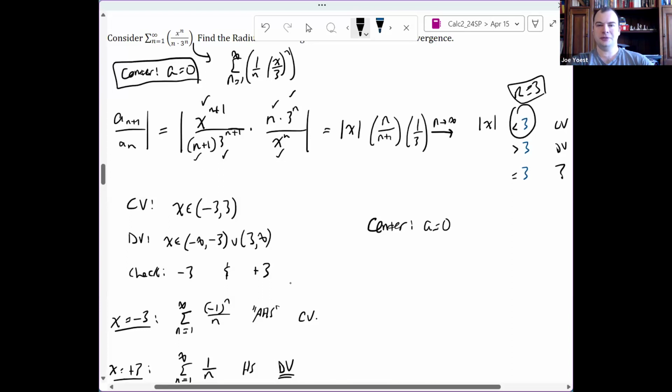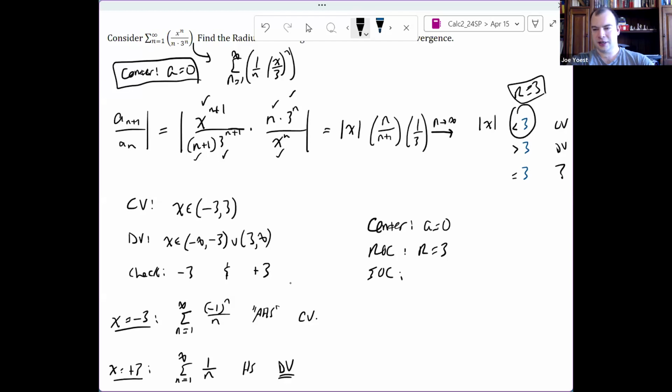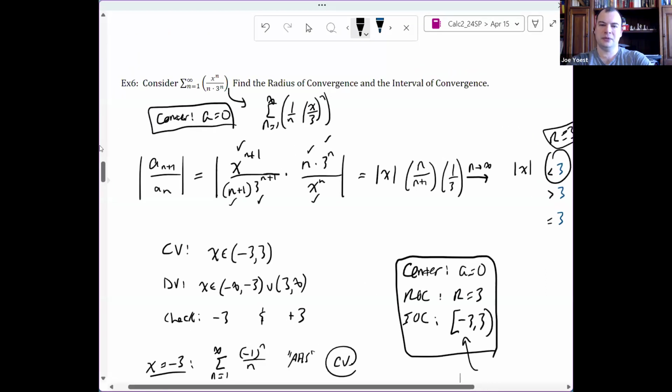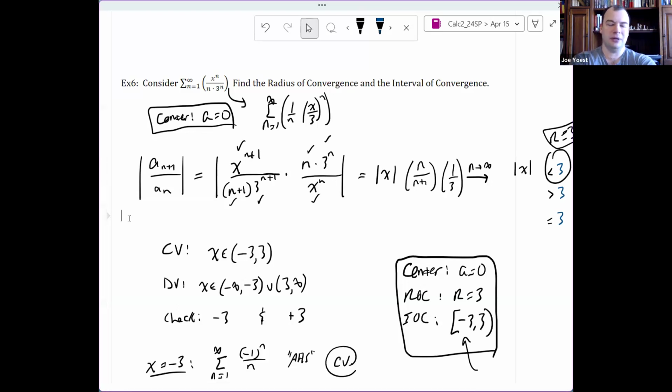My center, a equals 0. My radius of convergence was 3. And my interval of convergence is -3 to 3, closed at -3 and open at 3. I converge at the left endpoint and diverge at the right. This would be the domain of my function, where that function is the sum of this series. Those are the x's I can plug in and get a sensible sum out of that function. Any questions so far?